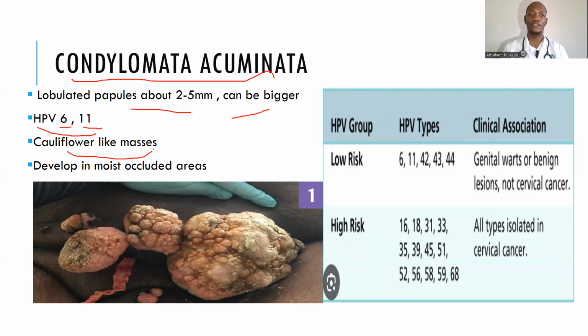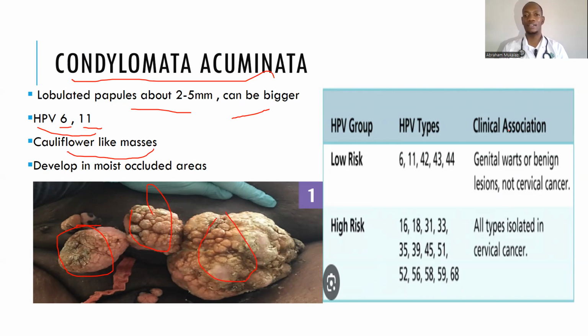And they will give you what are called flower masses, which are usually in the genital area. And usually it is very moist, especially in the occluded areas in between the gluteal folds. And this is how it will look. Very big, giant, and verrucous.